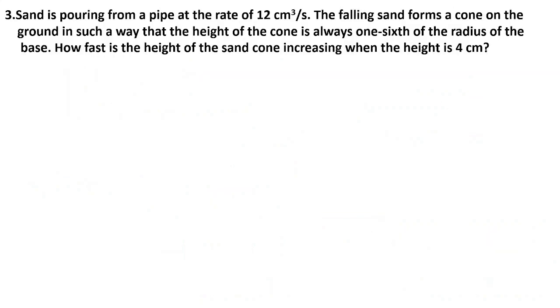Next question. Sand is pouring from a pipe at the rate of 12 centimeter cube per second. The falling sand forms a cone on the ground in such a way that the height of the cone is always 1/6 of the radius of the base. How fast is the height of the sand cone increasing when the height is 4 centimeter?